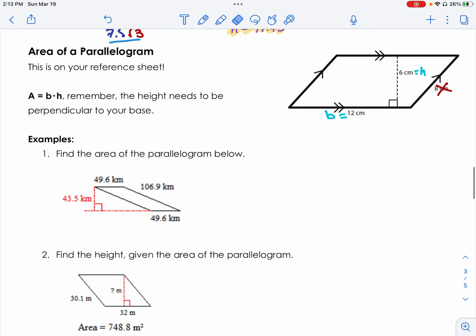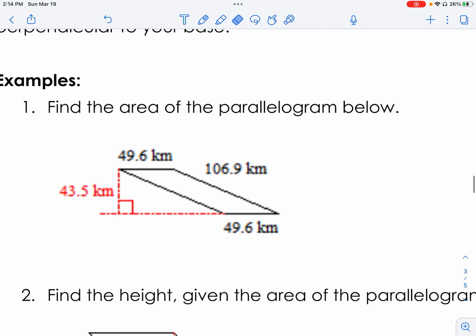So let's jump right into our first example. Find the area of this parallelogram. Here is a bunch of labeled side lengths, but if I go ahead and highlight this parallelogram right here, that's what we want to find. They just drew in dotted red lines the height, which made it a right triangle, but we don't want to overcomplicate things. Here is our height. That would be this line here, which we're told is 43.5.